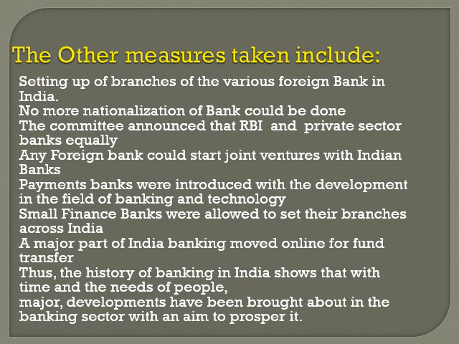The other measures taken included setting up the branches of various foreign banks in India. No more nationalization of banks could be done. The committee announced that RBI would treat public and private sector banks equally. Any foreign bank could start a joint venture with the Indian banks.